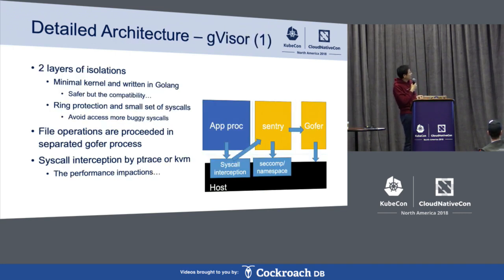And it's a bit different on the gVisor side. The gVisor side also has 2 levels of isolation. The first one is the ring protection between the host and guest, and the other one is a small set of the Linux API that's implemented in the Go language. That's a very thin layer.